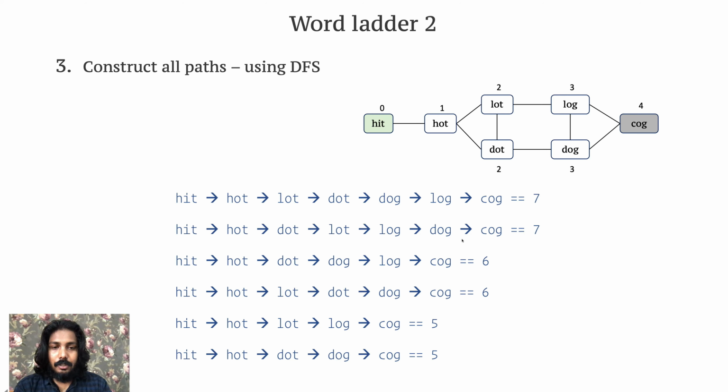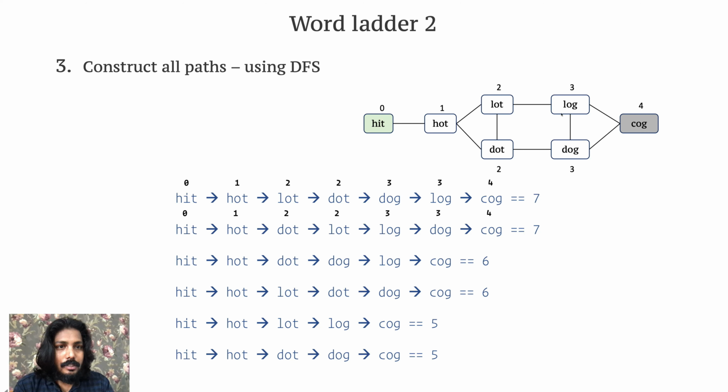And also this. If you closely notice, this is the initial level, so hit is of distance 0 here. Then we are exploring the next, which is the only neighbor, and we are selecting hot. And from hot, we are selecting the next neighbor. If you closely notice, from lot we are selecting a neighbor which is of the same level. There could also be chances that lot can go to hot, right? So lot will have the neighbors hot, dot and log.